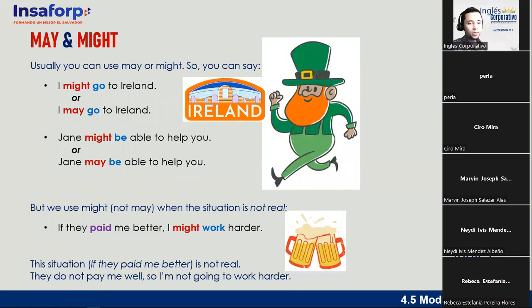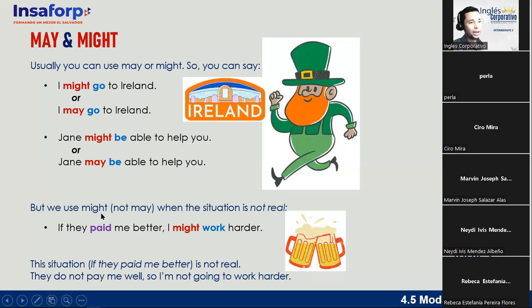Now, usually you can use may or might. So you can say, I might go to Ireland or I may go to Ireland. Another example, Jane might be able to help you, or Jane may be able to help you. They are basically interchangeable. Básicamente son intercambiables. Aunque, si ustedes recuerdan, ayer les explicaba también que en opinión de algunos, might es un poco más remoto en posibilidad. O sea, la posibilidad es un poquito más baja que may, pero casi que es lo mismo. Sin embargo, hay que tener esto en cuenta.